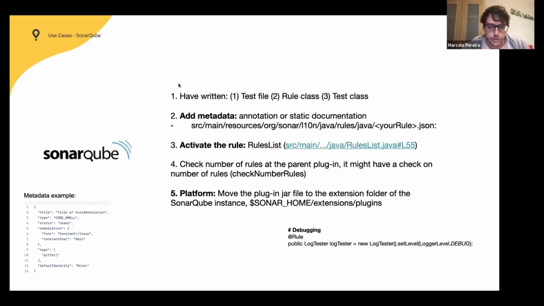For SonarQube, that's the one I was using. After you create those files, you have to add metadata, like here, where you add if it's a code smell and the severity. You activate the rule. You have to check if you're using the parent plugin. Just check it. They have a check for the number of rules that you have. It seems to be hard coded, so you have to adjust that. And once you build your new plugin with your custom rules, you have to send it to the extensions plugins folder if you have that downloaded in the platform.